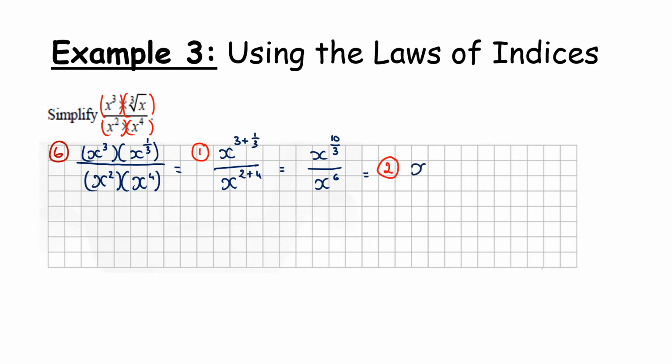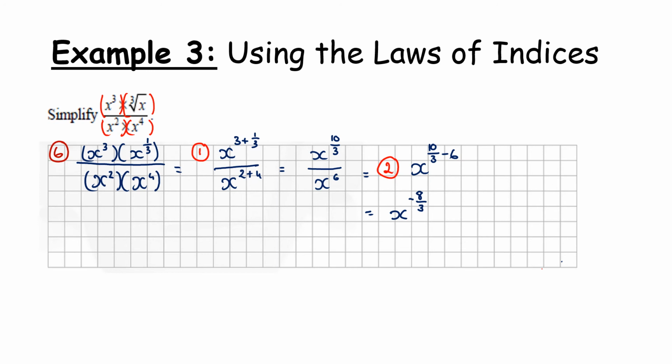So I get x to the power of 10 over 3, subtract 6. Let's clean that up. So I get x to the power of minus 8 over 3. I am working these in my head, but you work your calculator, 10 over 3 minus 6, or if you would like to do that separately, you can work it through with common denominators.